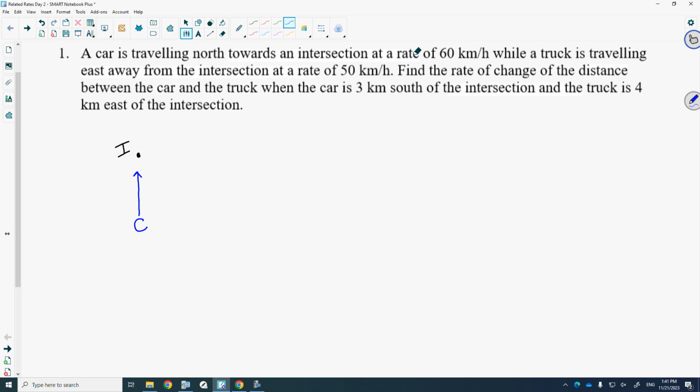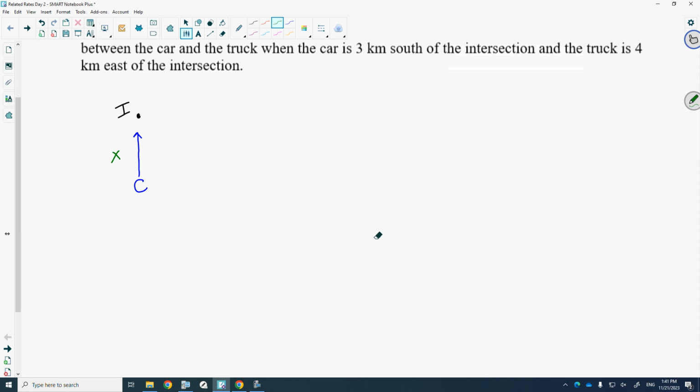So what I'm going to do is I'm going to pick a variable to relate the distance from the car to the intersection, and I'll pick the variable x. And then the rate at which the car is traveling is 60 kilometers per hour. So I will say that the rate at which the distance is changing, the rate at which x is changing with respect to time, is 60 kilometers per hour.